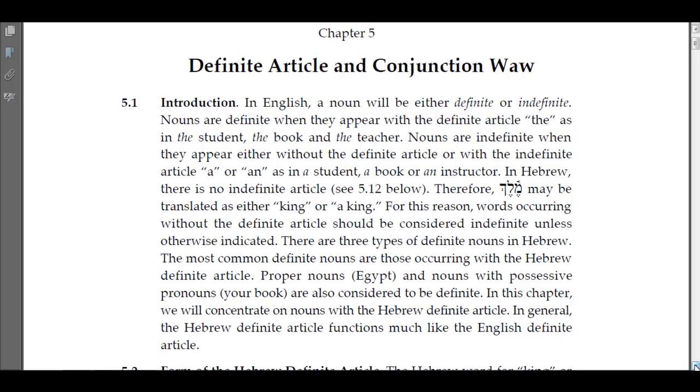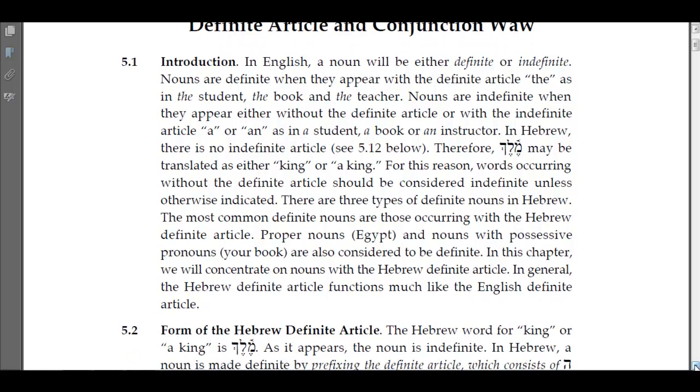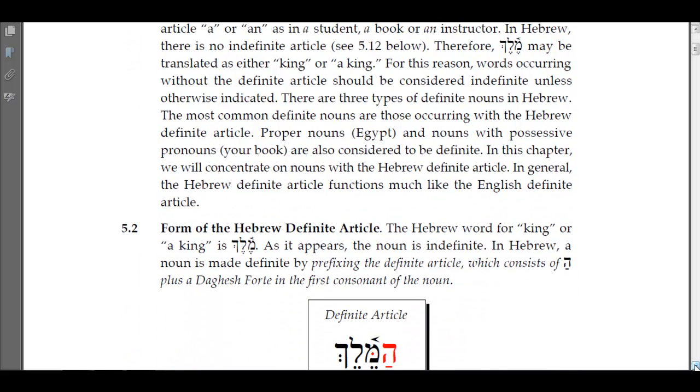Whenever you don't see a definite article in Hebrew with the noun, you are to treat it as an indefinite article unless it's a proper noun such as Egypt or Israel or something like that, or a possessive pronoun. Then you would treat it as definite even though it didn't have a definite article. Now, in this chapter, we're going to concentrate on nouns with the Hebrew definite article, and in general, the Hebrew definite article functions much like the English definite article, as I just mentioned.